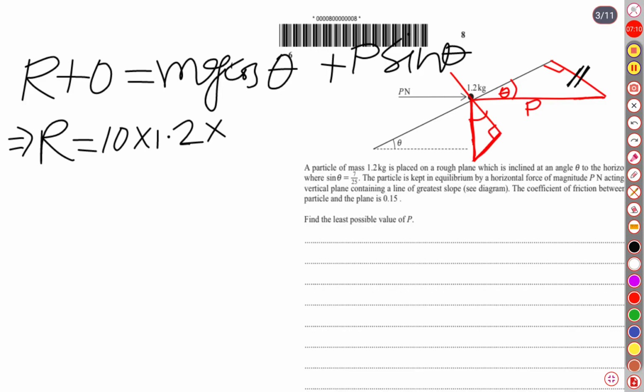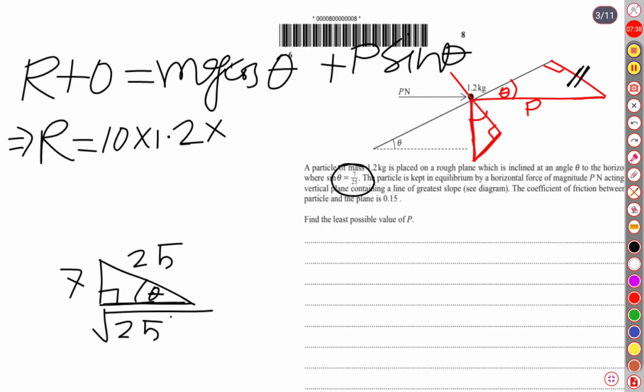Sin theta is given. Look at this, if we draw a triangle like this, now they have given here theta, and sin theta is given as 7 over 25. So this is 7, the vertical line, and the hypotenuse is 25. So what about our horizontal line? The horizontal line is going to be 25 squared minus 7 squared. Let us use our calculator.